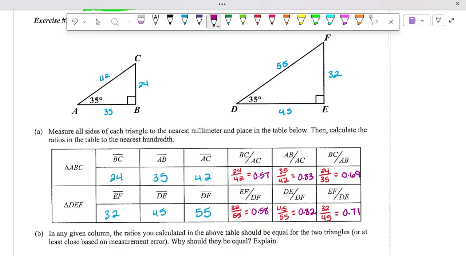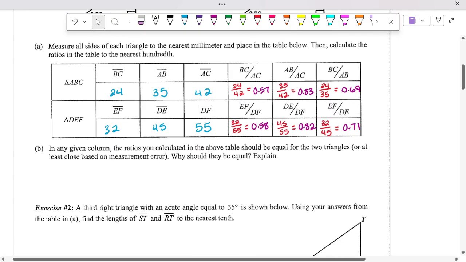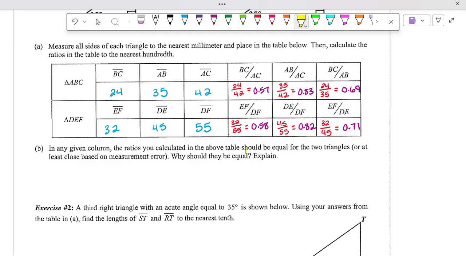Now, what do you notice about the ratios in comparison to their corresponding? They're really, really similar, probably off by a couple decimal places. All right. So basically, if the ratios are calculated for the two triangles, should they be equal? That's the question. So should they be equal?